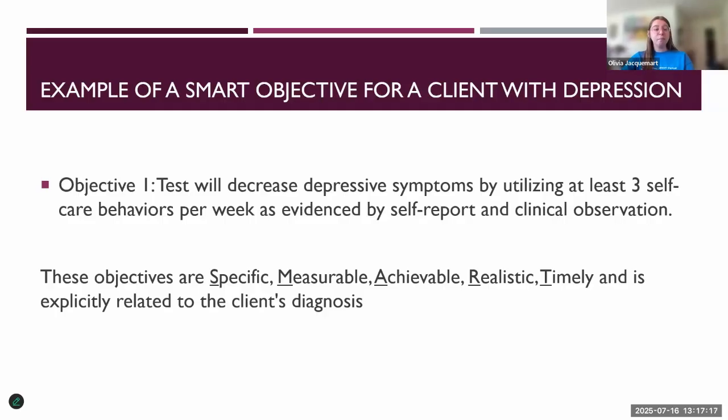It is specific, measurable, achievable, realistic, and timely or time specific. And it is explicitly related back to the client's diagnosis. So Tess will decrease those depressive symptoms. So that is super important. If we can't measure an objective, how do we know if they're actually making any steps towards their goal?